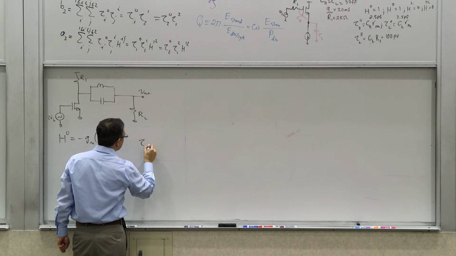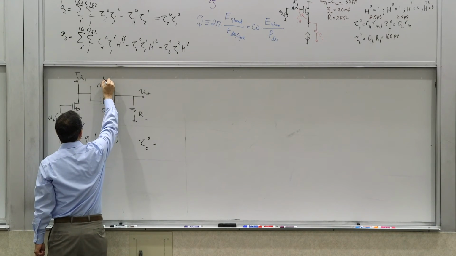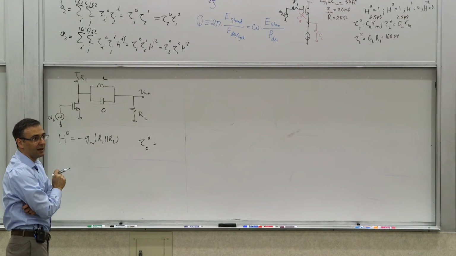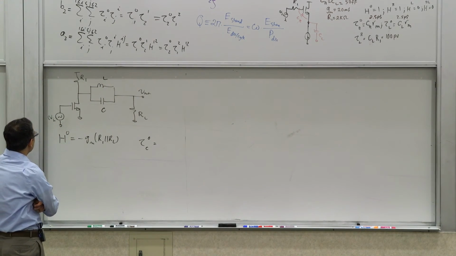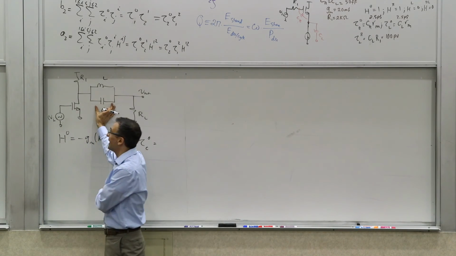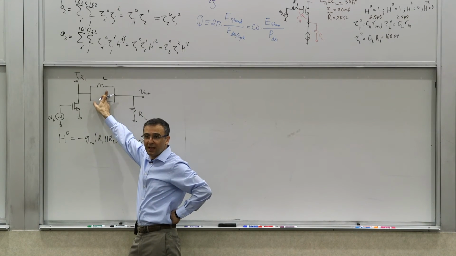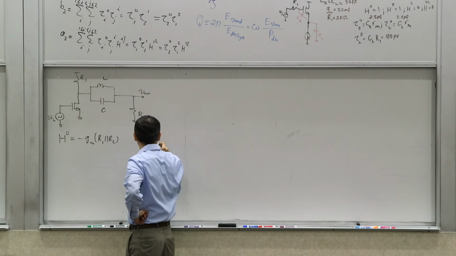So what about tau C0? We have only one capacitor and one inductor. I just call them C and L. So tau C0: what's the time constant of capacitor C when all the other elements are zero valued? Zero, right? Because if this guy is zero valued, it's shorted. So this time constant is 0.